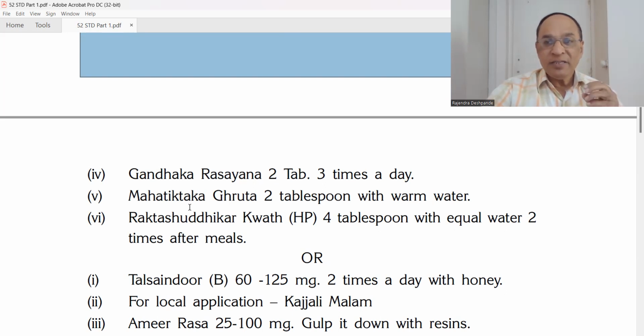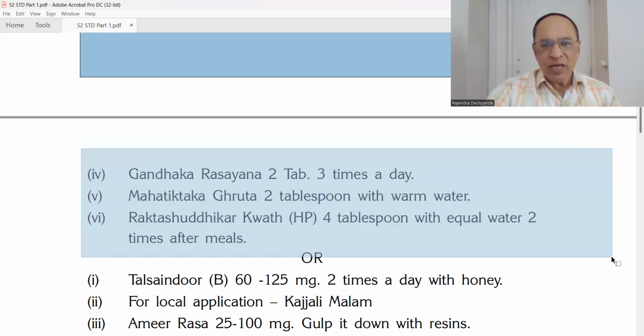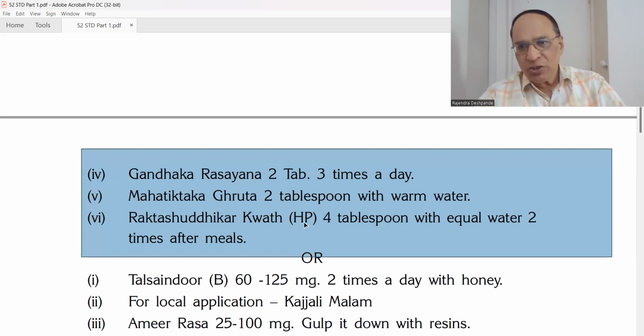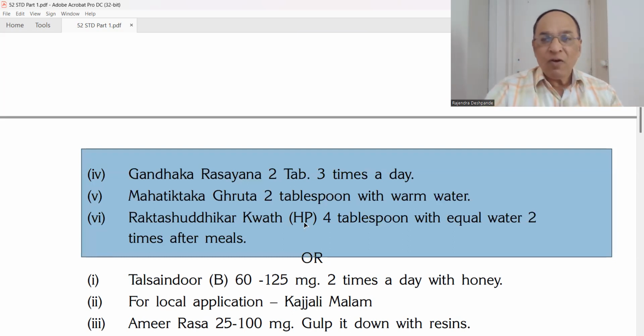This is bitter and this is Amapachak. So it is very useful to eradicate that organism's infection, or the Ama, 2 teaspoons with warm water. Then Rakta Shuddhikara Kadha from Hari Parshuram Aushadhalaya. HP means Hari Parshuram Aushadhalaya, an Ayurvedic pharmacy from the late Khadiwale Vaidya, a very famous Vaidya from Pune. His son is now practicing, Vinayak Vaidya.